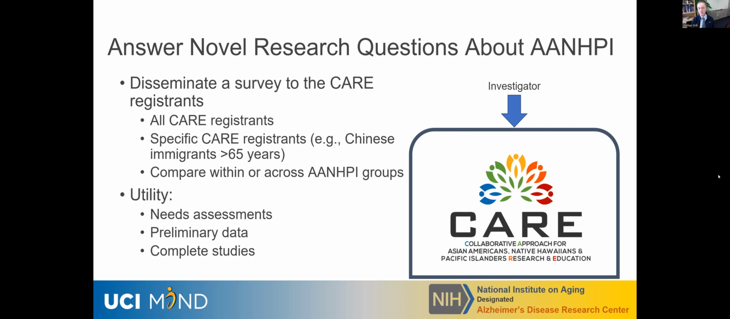Beyond doing a whole study, there are other great opportunities that could come from this type of exercise. You might try to collect information for needs assessments for grants or preliminary data to instruct power calculations or specific hypotheses. Next slide.